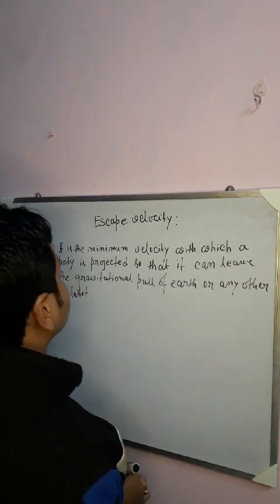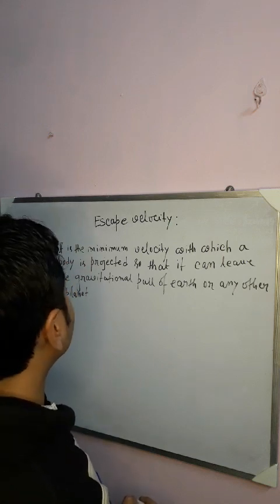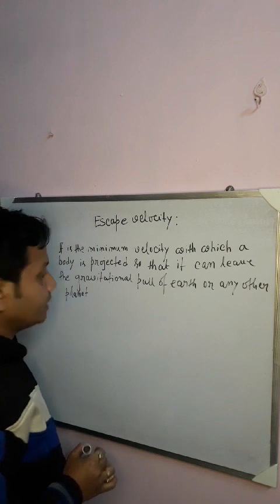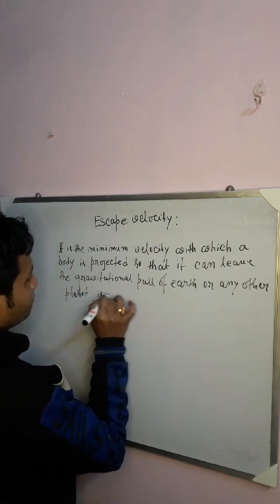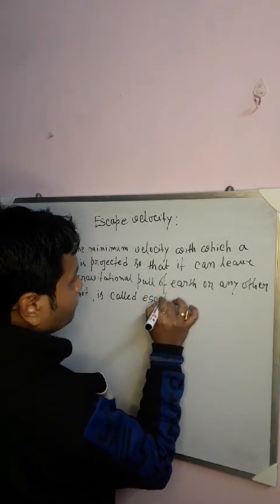It is the minimum velocity with which a body is projected so that it can leave the gravitational pull of Earth or any other planet is called escape velocity.